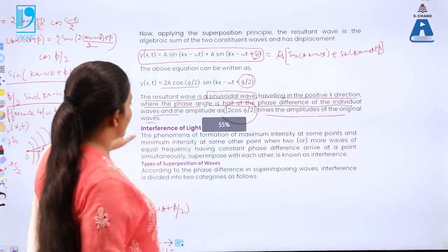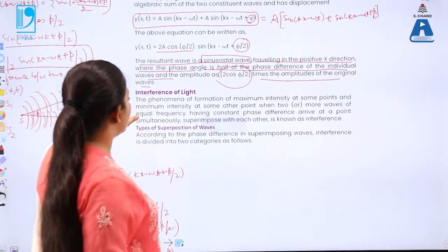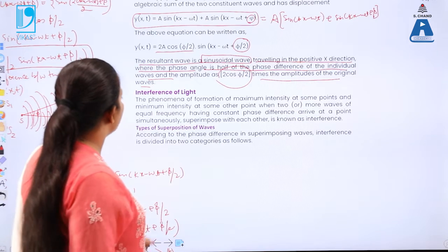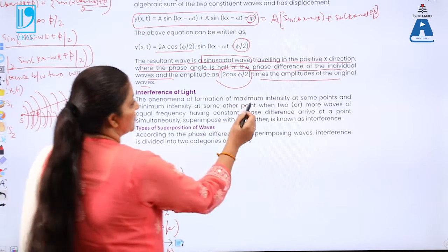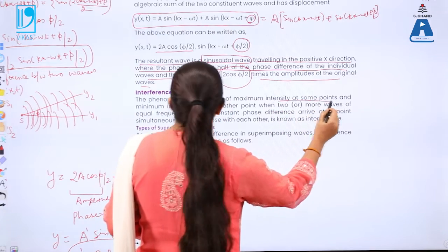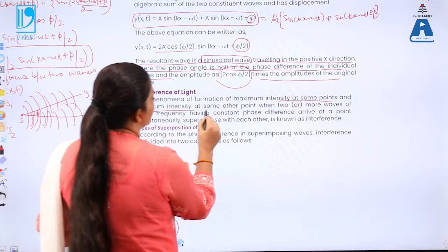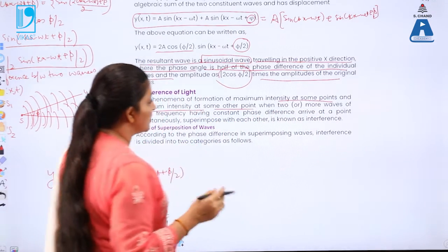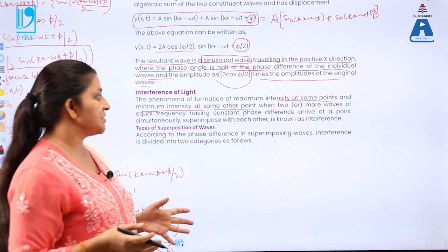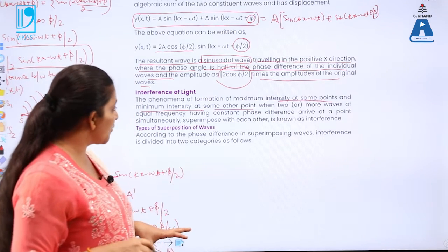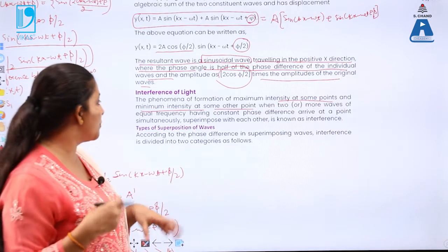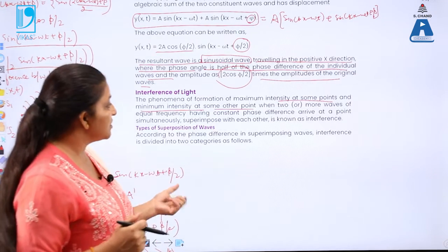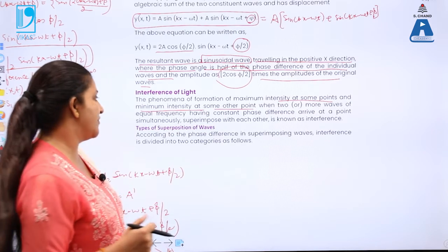Now what is the interference of light over here? Interference of light is basically a phenomenon of formation of maximum intensity at some points and minimum intensity at some points. When two or more waves with the same frequency and constant phase difference are superimposed on each other, this phenomenon is called interference.